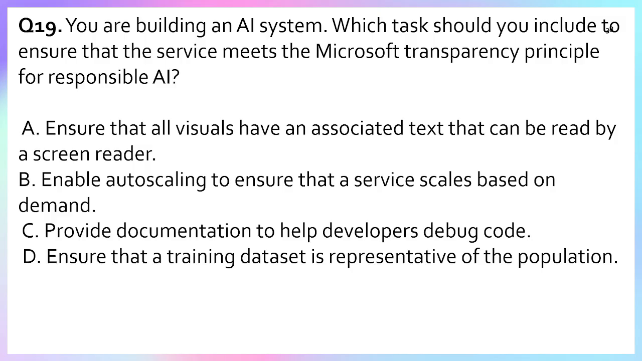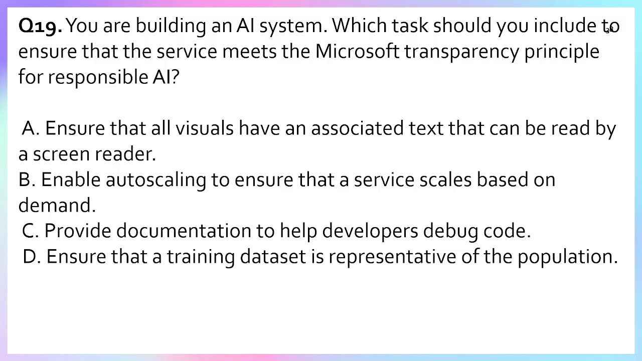So here it's talking about the transparency principle. Transparency means users and developers understand how the AI system works. Clear documentation, explanation, and guides are provided. That is part of transparency. The system is not a black box. People know its capabilities and limitations. Right, this is completely part of transparency.